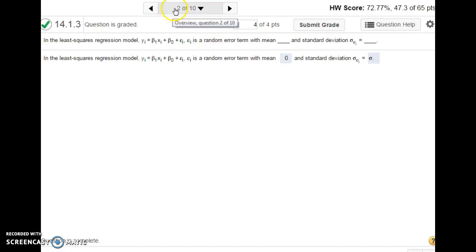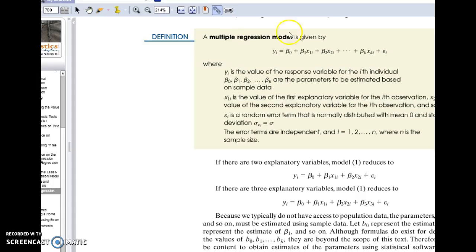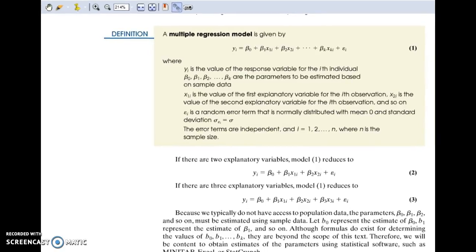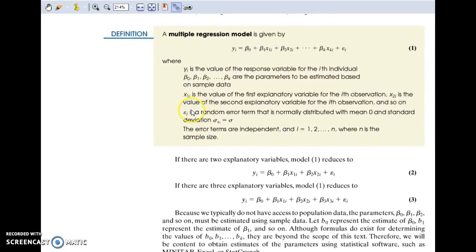For number 2, if you look in the textbook on page 700, just the definition of a multiple regression model, you'll see down here it answers the question about that random error term. It's normally distributed with mean 0, and the standard deviation is set there equal to sigma.